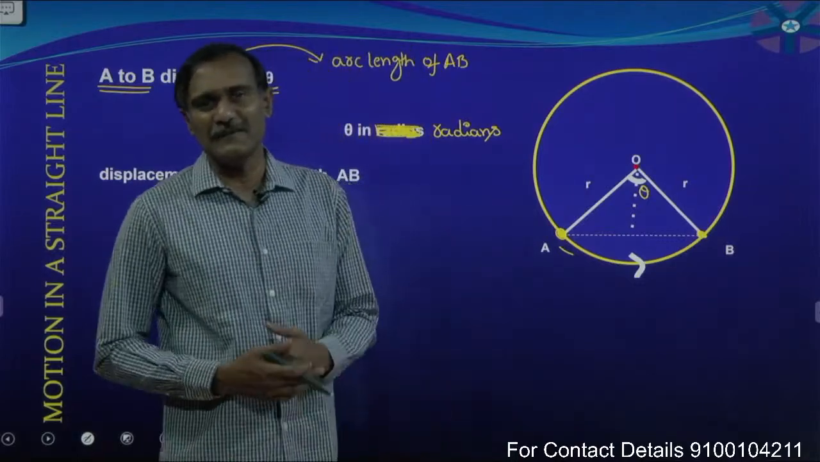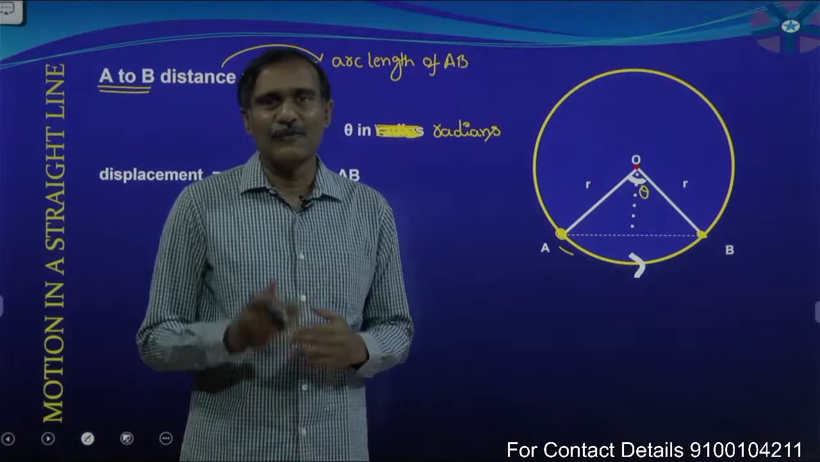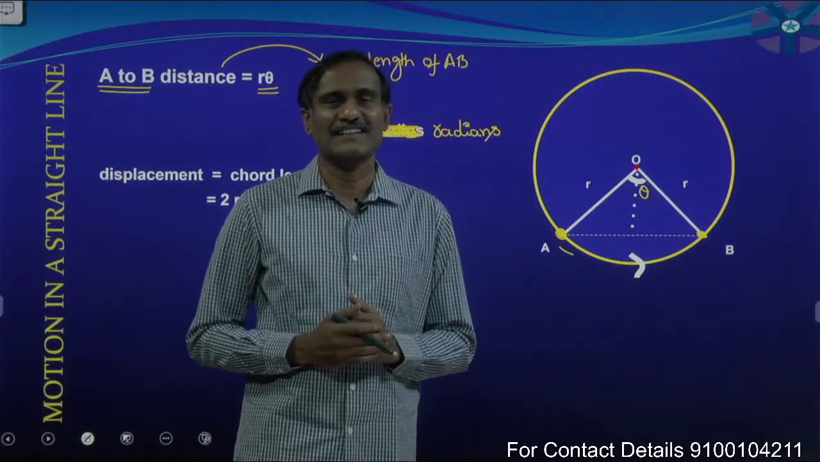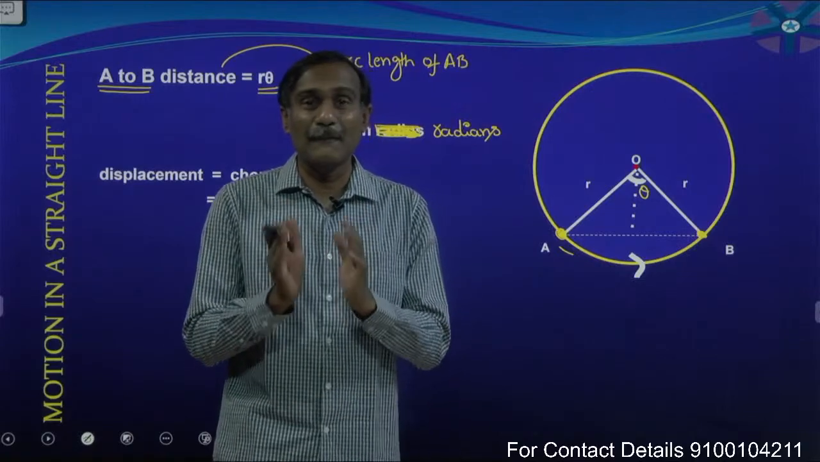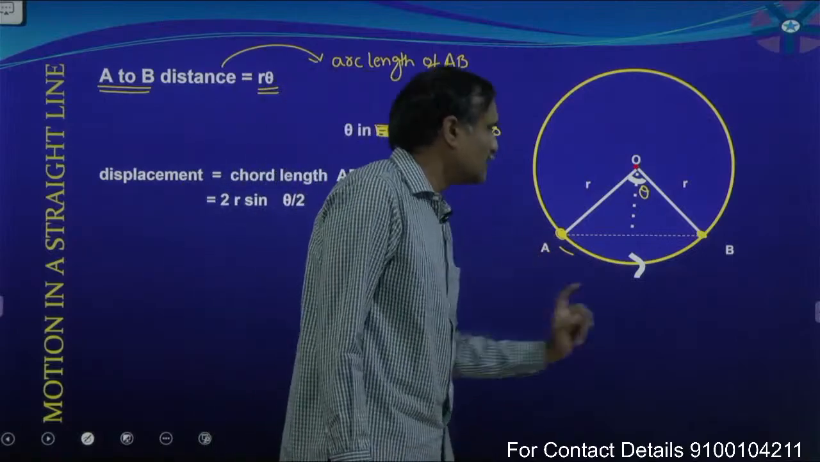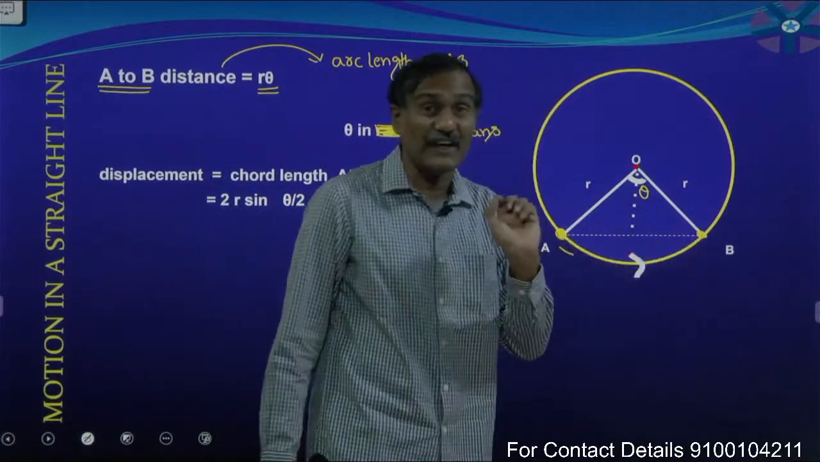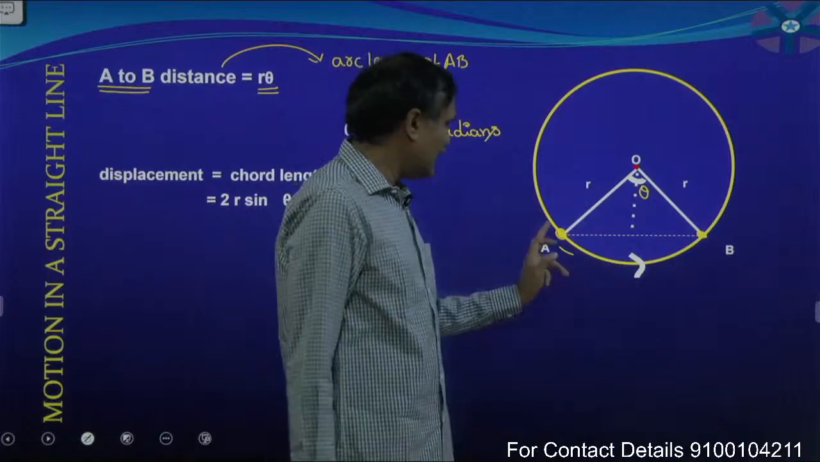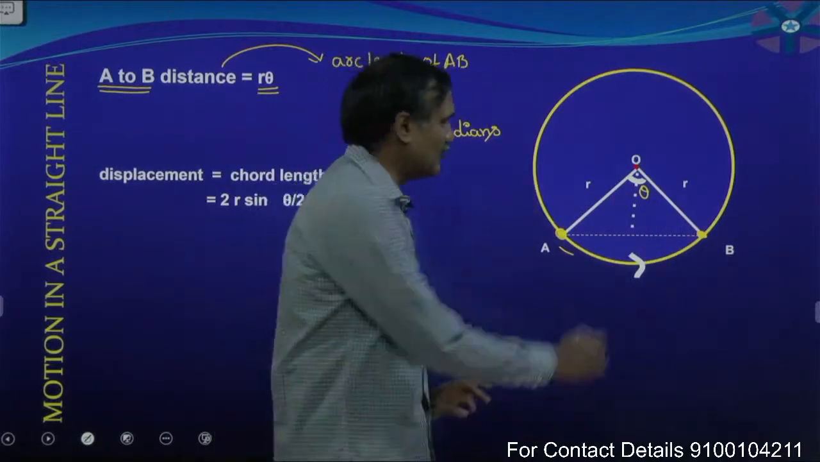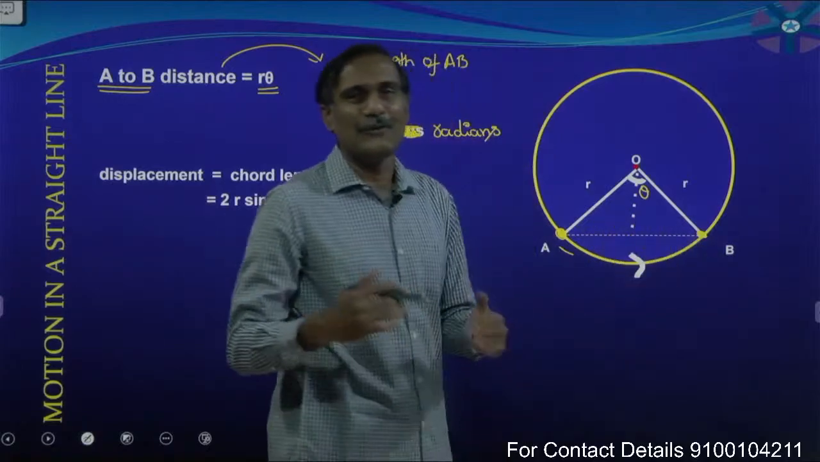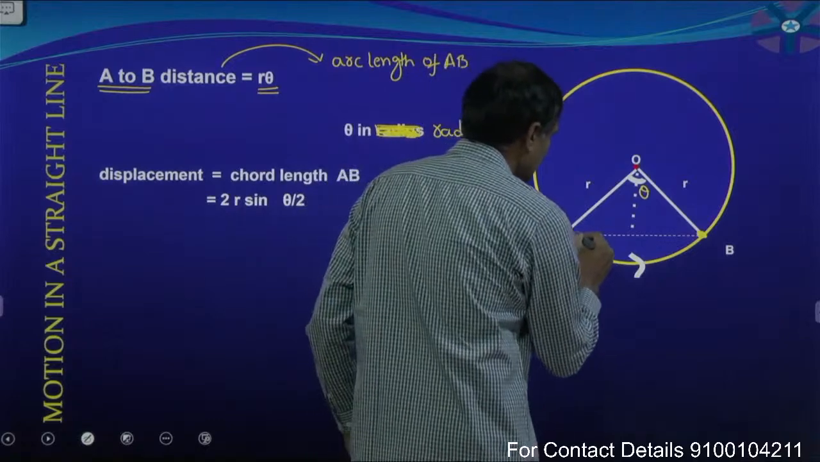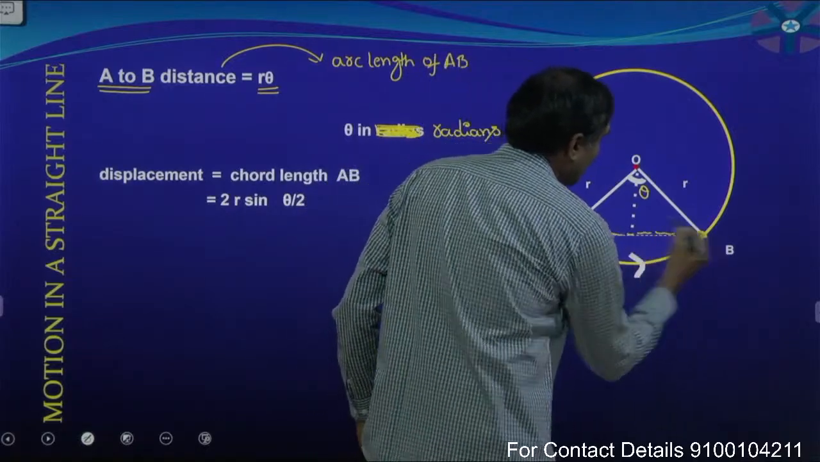What is meant by displacement? It is the final position minus the initial position of a particle. A is the initial position and B is the final position. Now, the difference between these two we are going to calculate. The difference between those two is nothing but the line joining A and B.